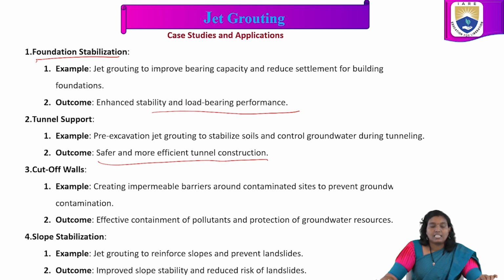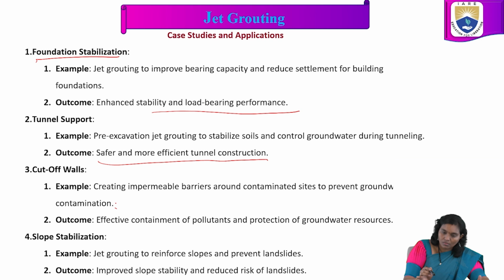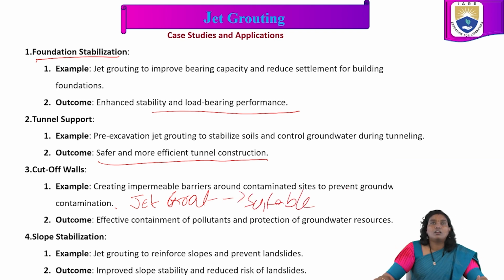Cut-off walls. Example: creating impermeable barriers around contaminated sites to prevent groundwater contamination. Using a suitable jet grouting technique, the outcome is effective containment of pollutants and protection of groundwater resources.